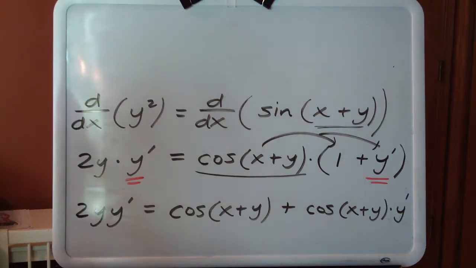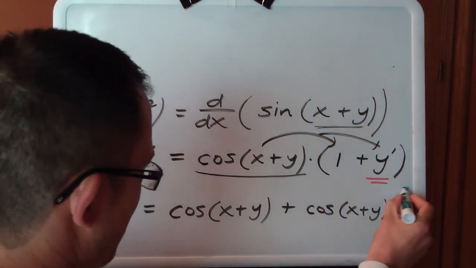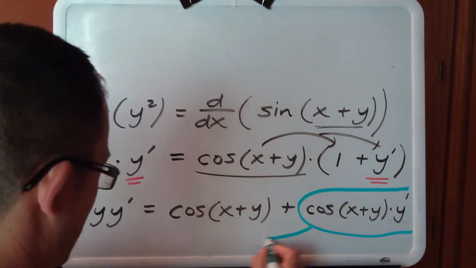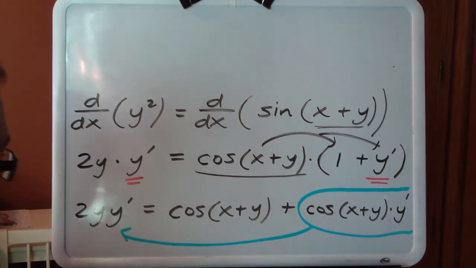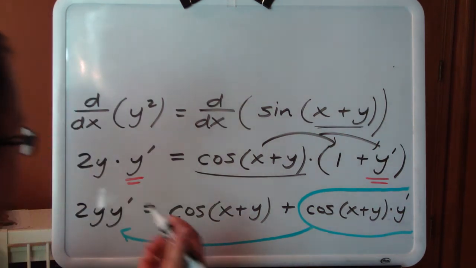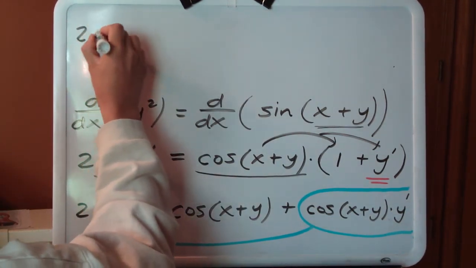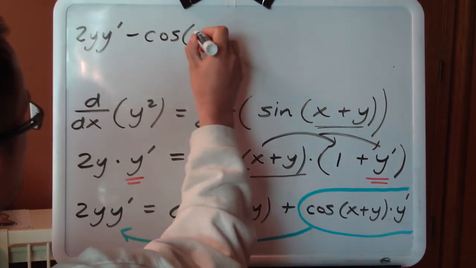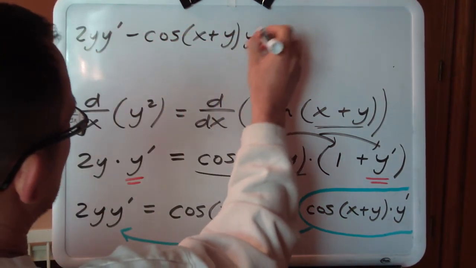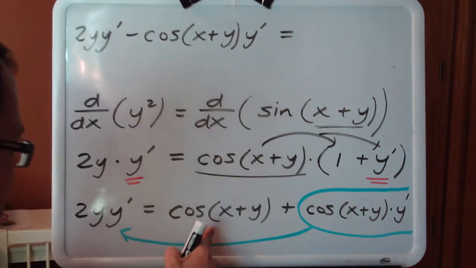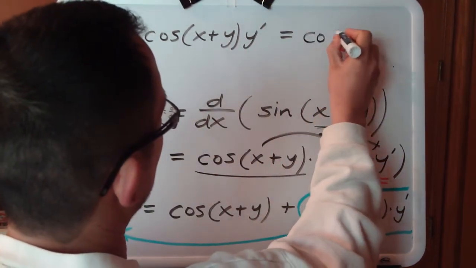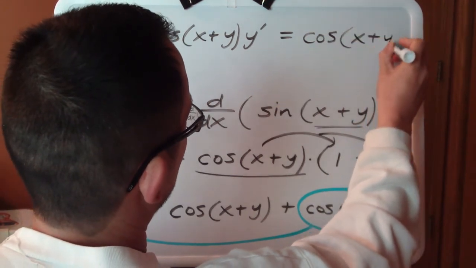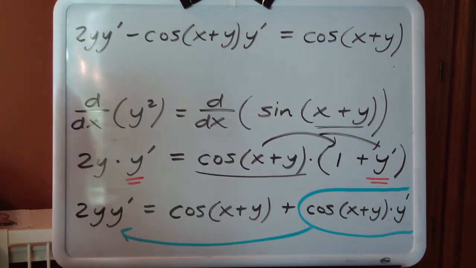Okay, and I'll continue the work up above. So we'll notice here that what we could probably do is to take this term and bring it over to the left-hand side, because then we'll have all the y prime terms on one side of the equation. So this will be 2y y prime, and then we're going to subtract this. So minus cosine of x plus y, y prime, and that will equal just this term here. Okay, so this is where we sit here.